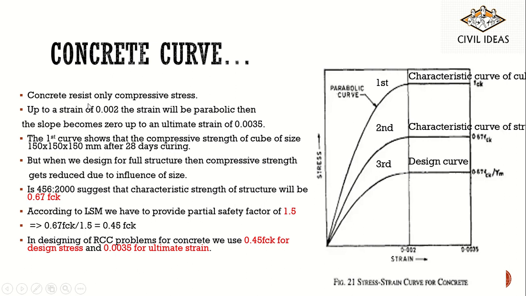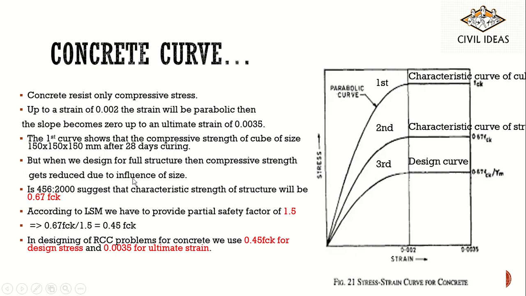Now we know concrete resists only compressive stress. Up to a strain of 0.002, the curve will be parabolic. Then the slope becomes 0 up to a strain of 0.0035. Here you can see up to the strain of 0.002, all the three curves are parabolic. But when we design for a full structure, the compressive strength gets reduced due to the influence of size.